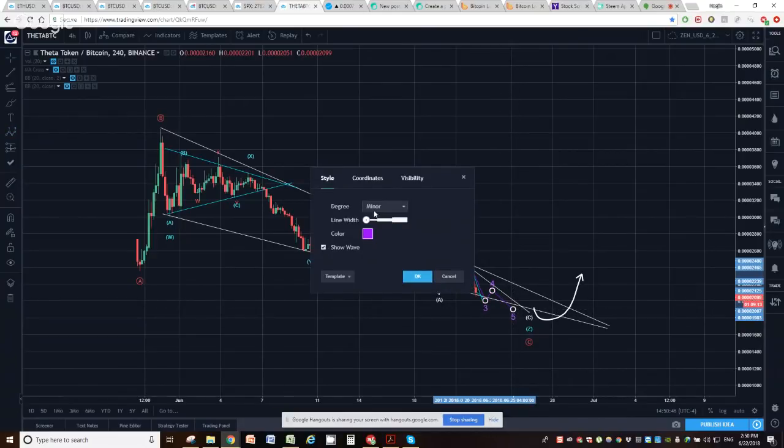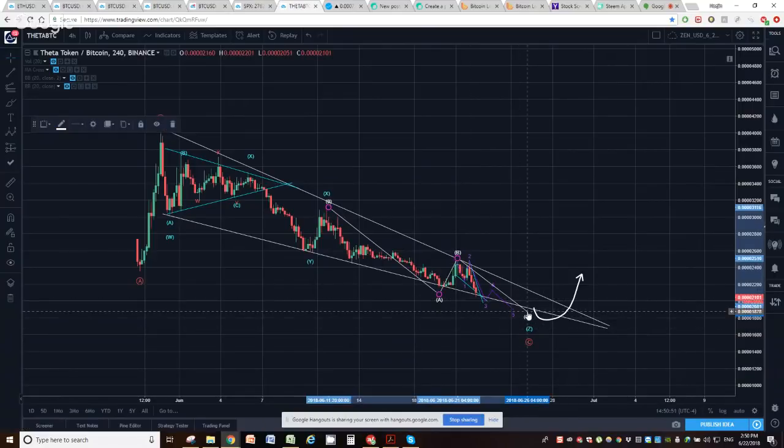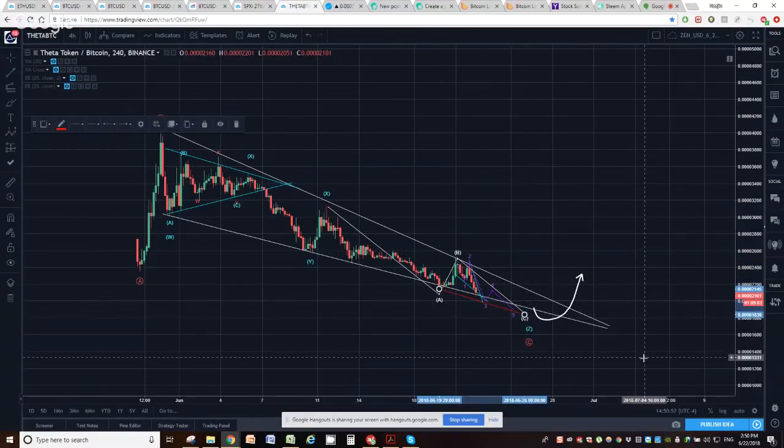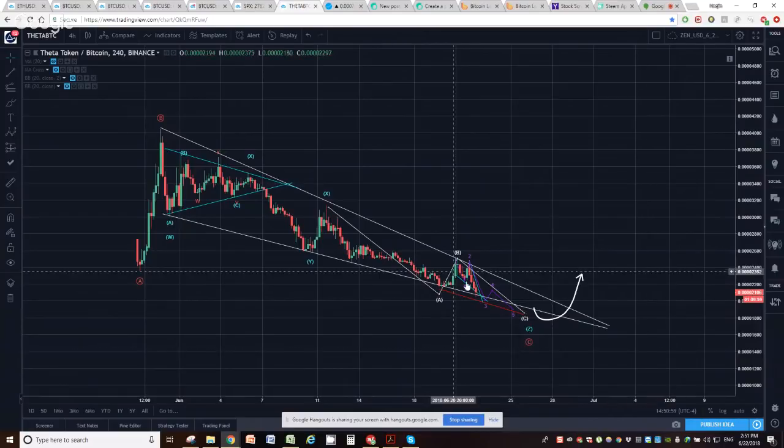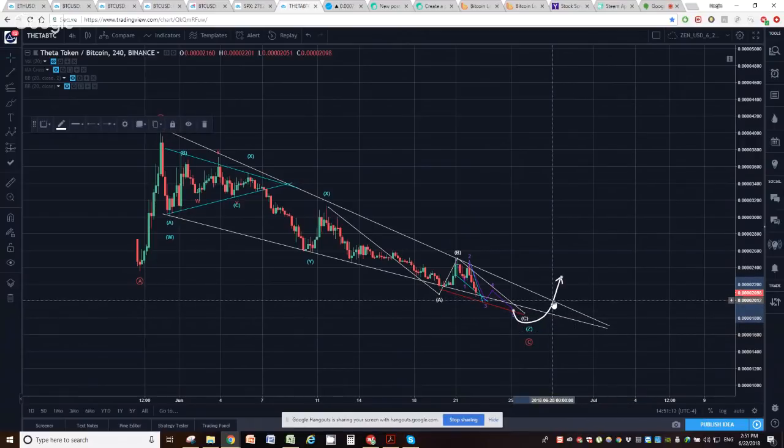Lo and behold, what kind of a pattern do we have here? Probably an ending diagonal, which would be quite fitting for the 5 of C of Z of C. Now, when I see this, do I get excited as well? You bet. The reason for the excitement is because we are not at the beginning of the correction. We are not at the middle of the correction. We are at the terminal end of the correction.